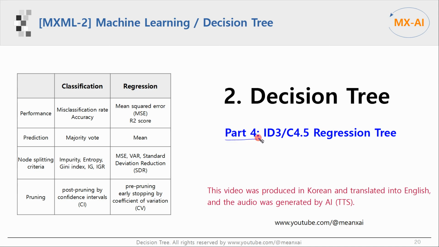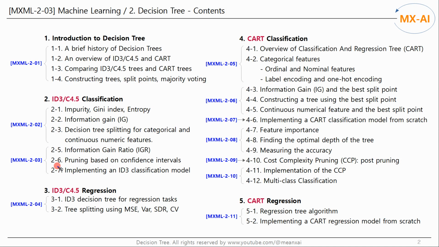This is part 4 of a series on decision trees. In this video, we'll look at regression trees using the ID3 algorithm. In the last video, we looked at the information gain ratio and discussed pruning methods using confidence intervals.